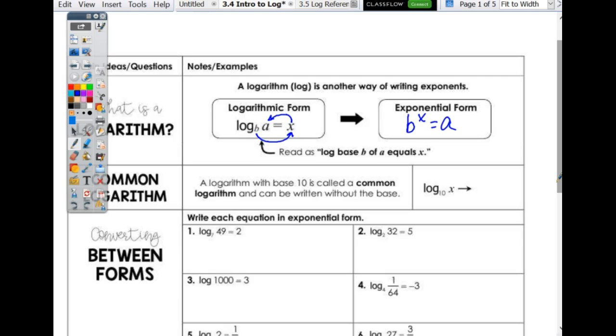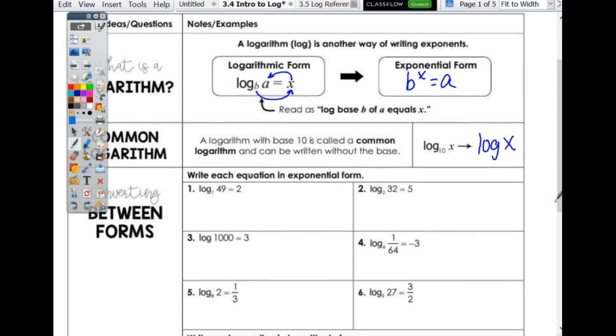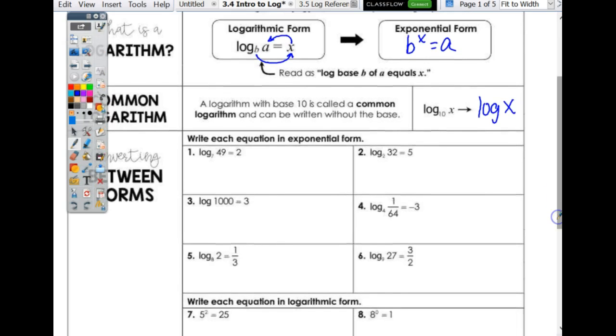So on the calculator, what base do we use for the log? 10. So that's called the common base. So we don't have to write 10 because that's the one we always know. But if it's not a 10, we have to specify it. So if I'm going to write each of these equations in exponential form, we're going to do the little circle thingy every single time.